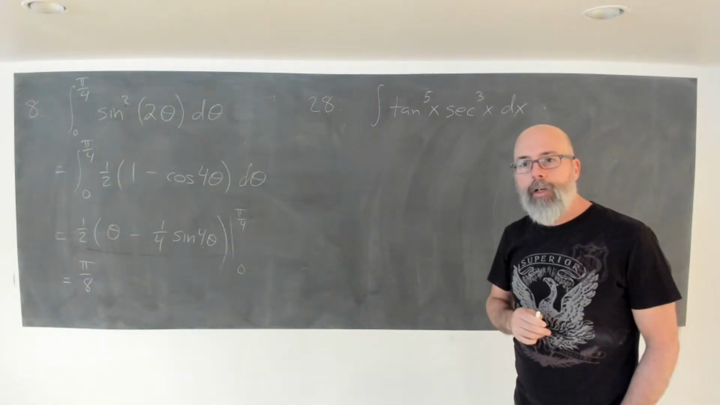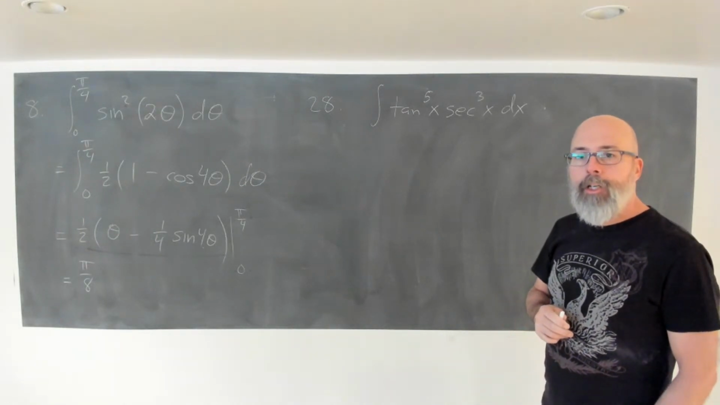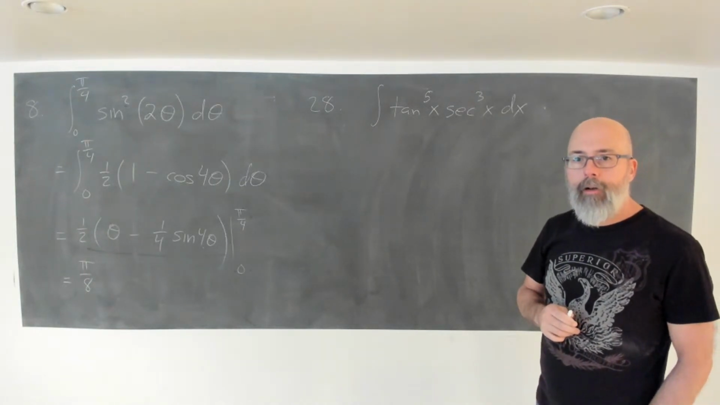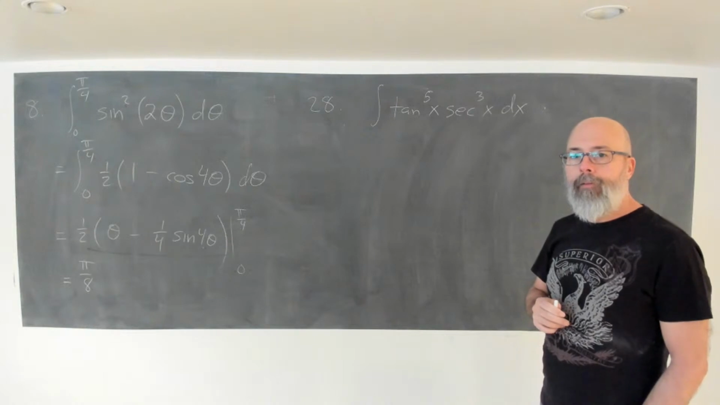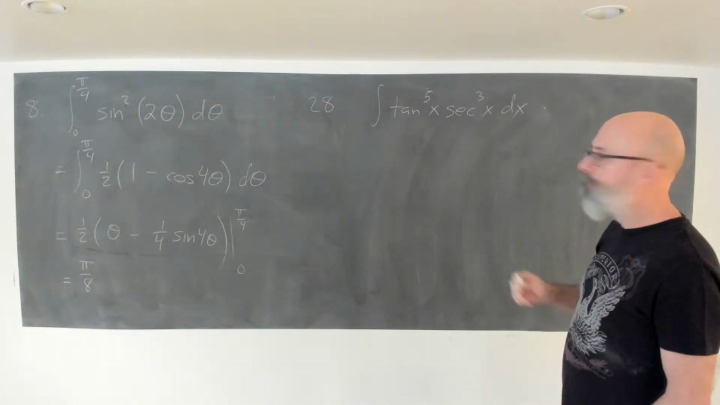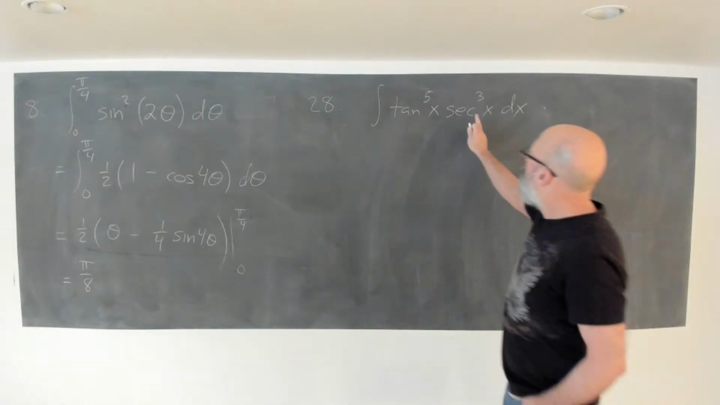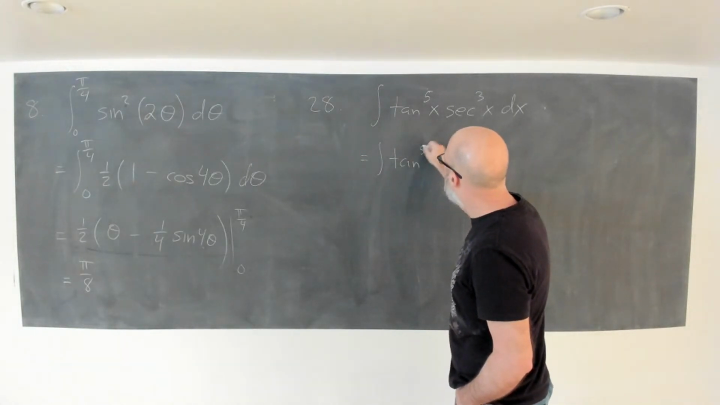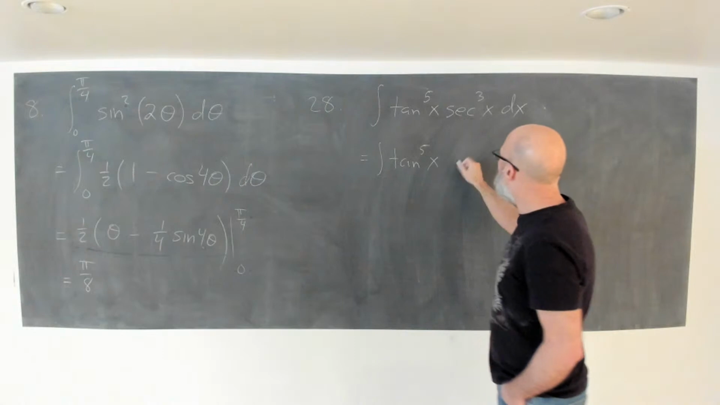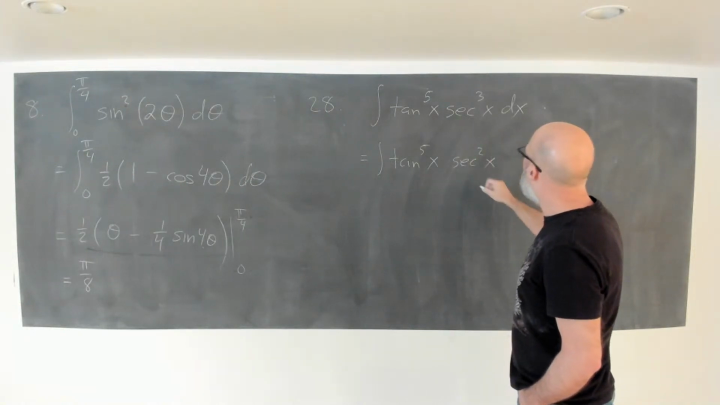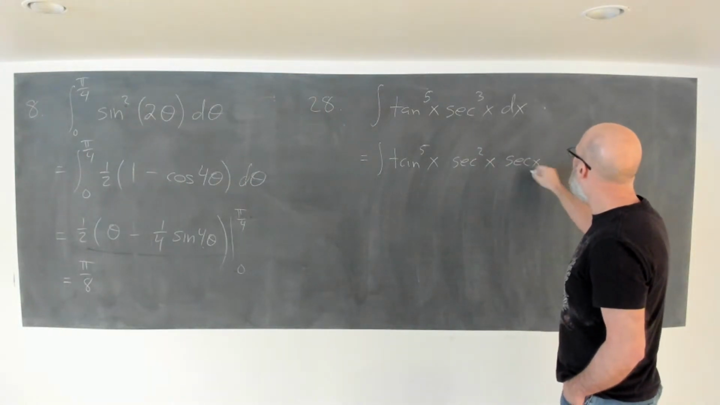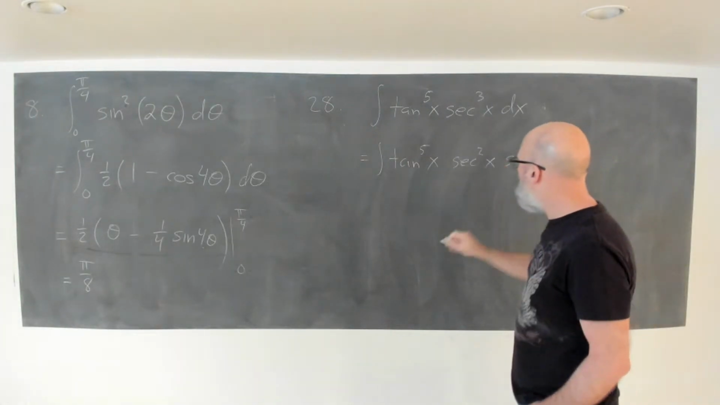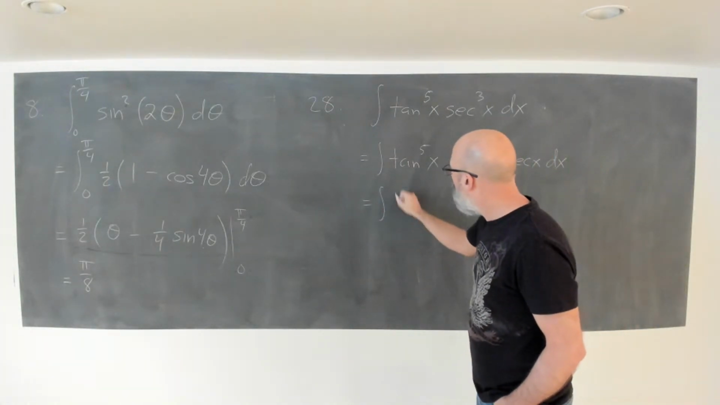What is suggested here? Change secant squared to tangent squared plus 1. So you're suggesting to rewrite this. The secant squared, secant. And then this secant squared is tangent squared plus 1.